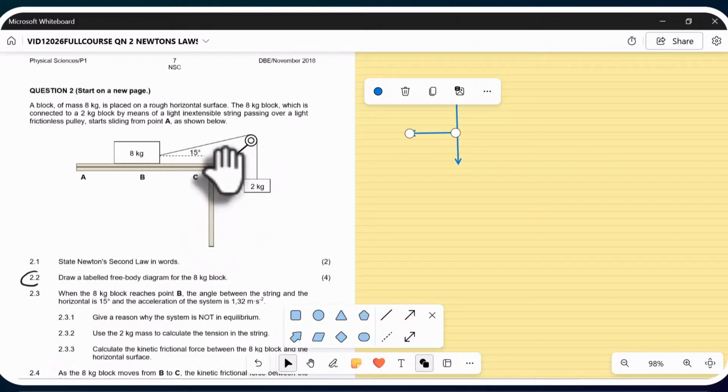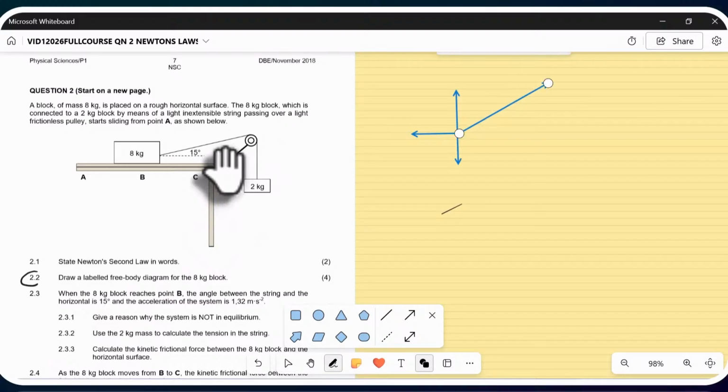And then now the tension is at an angle, here, at an angle, and so put like this. At the side we must label this free body diagram. So here we must label it by using a dot.